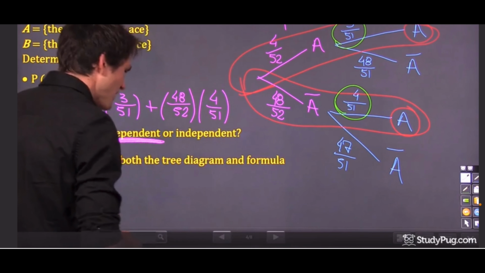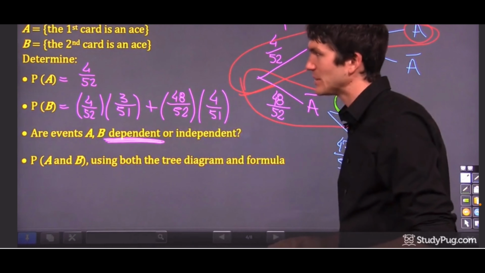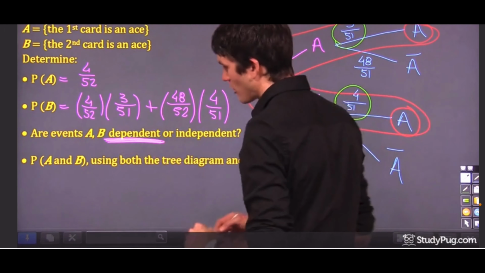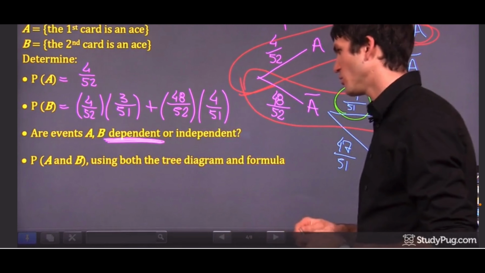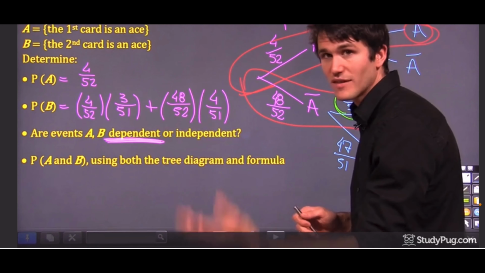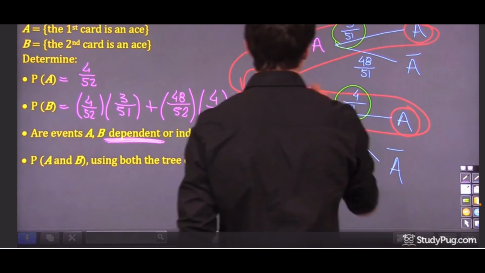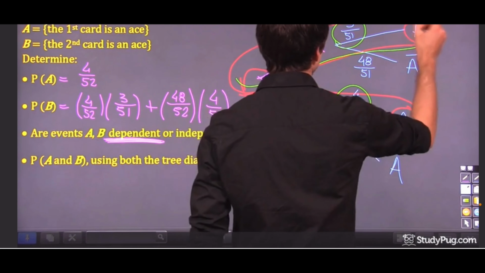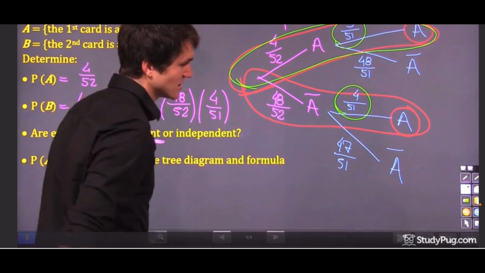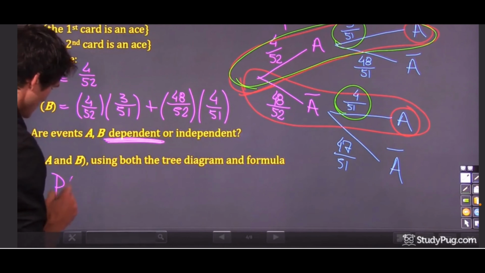Okay, so now, using this tree diagram and the formula, we want to calculate the probability of A and B. So in this context, what are we thinking? Probability of A and B. We want the probability that first I get an ace on the first draw, and then I get an ace in the second draw, which is just this branch right here. First draw is an ace, second draw is an ace. So we can calculate that quite easily right here.